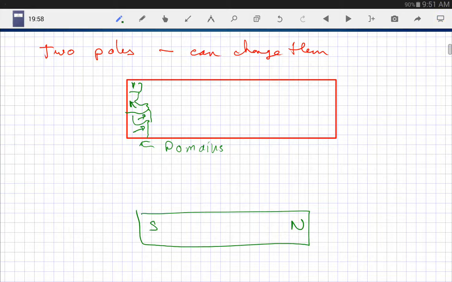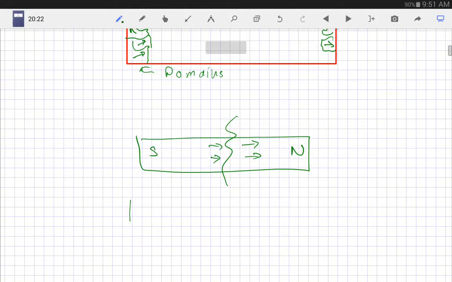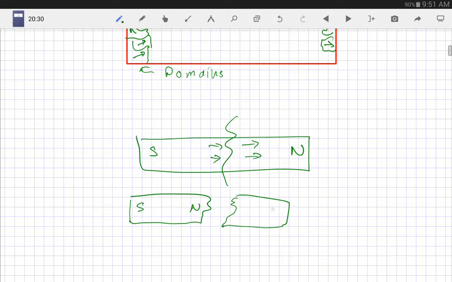If I were to break it, remember, to make this a permanent magnet, all the little domains are aligned the same direction. That's how you make it a permanent magnet. So if I have all these little domains aligned the same direction throughout and I break it in half, all these domains are like this, all these domains are like this. That's right. I'll still have a north and a south. I'll just have now two smaller magnets.